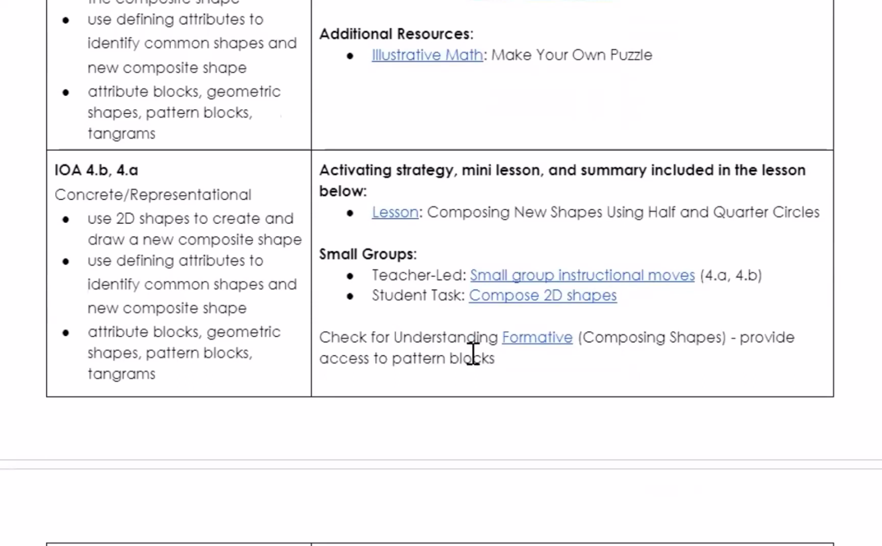You may also notice that some of the student tasks repeat more than once. So like compose 2D shapes is listed on both of those days. Students may engage with a task or different portions of a task on different days. You can adjust the task based on the needs of your students.